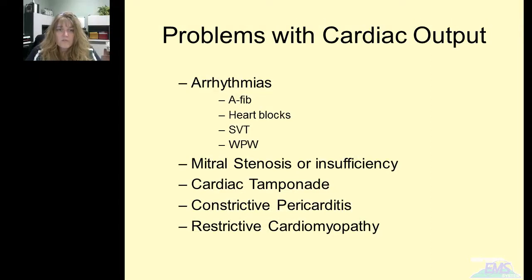Arrhythmias such as atrial fib, your heart blocks, supraventricular tachycardia or SVT, and cases such as Wolff-Parkinson-White can have an impact on cardiac output and how much volume of blood is actually being sent through the body. Other conditions such as mitral stenosis or any type of insufficiency can have an impact. Conditions like cardiac tamponade or any type of pericarditis where you have that inflammation, maybe it's the result of some sort of infection or cardiac tamponade, can cause problems with cardiac output just as much as the restrictive cardiomyopathy.